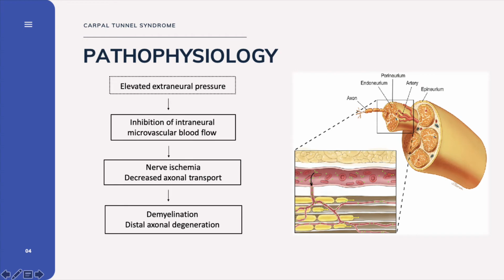The median nerve neuropathy that occurs is due to nerve entrapment, which is simply a disproportion between volume of nerve and the space through which it passes. This disproportion puts elevated extraneural pressure onto the nerve, which in turn causes inhibition of intraneural microvascular blood flow. As a result, nerve ischemia and decreased axonal transport occurs. Ultimately, this results in demyelination and distal axonal degeneration. The degree to which axonal injury occurs is proportional to both the magnitude and duration of compression onto the nerve.